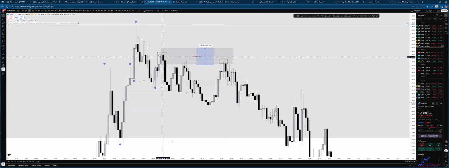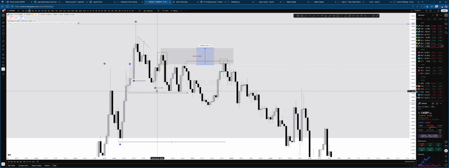For example, in this case, we've mitigated a high time frame, which was this 4 hour zone here in gray. Then price gave you a change of character and break of structure. You're adding all these confluences together. Then from these change of character and breaks of structure, price came up, mitigated, and then printed this impulse candle, which, for me, it printed after this mitigation of this zone here.